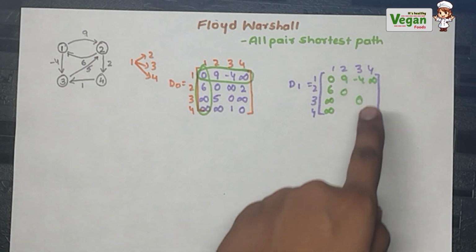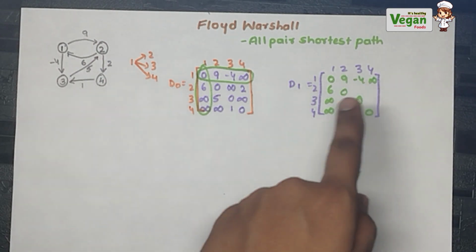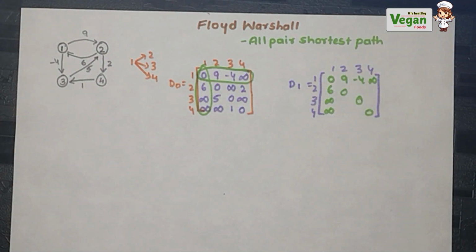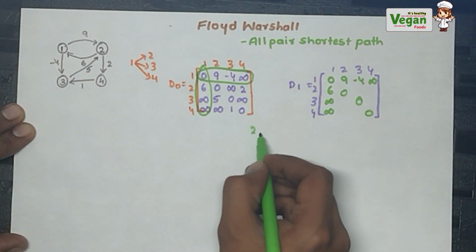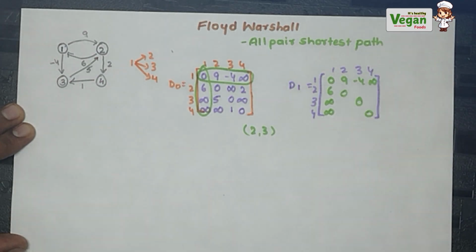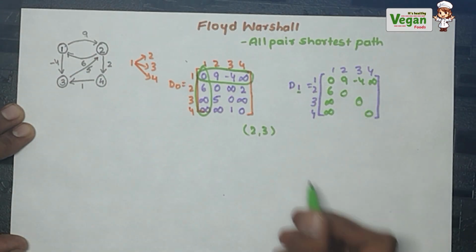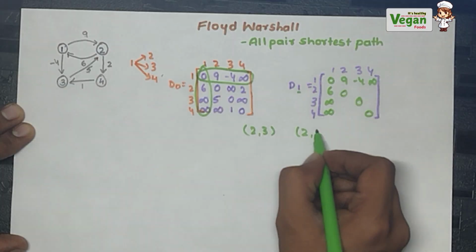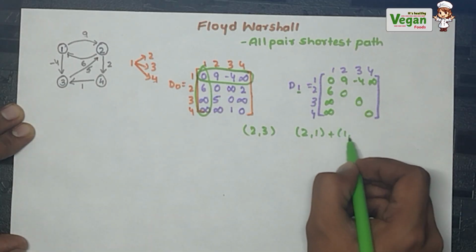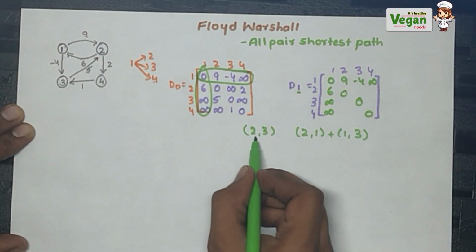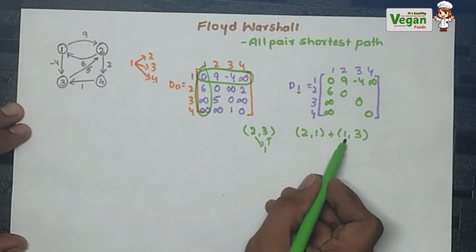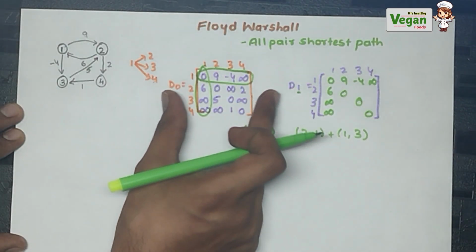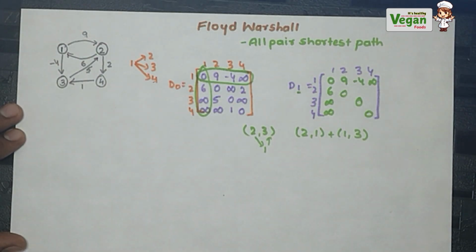Now we are left with only this much space, 6 elements we should fill. So how you should fill is, first 2, 3. Since we are doing D1, from 2 you must come to 1, and from 1 you must go to 3. That is 2, 1 and 1, 3. So take the previous matrix D0 as the reference.